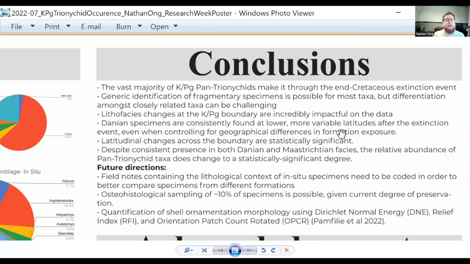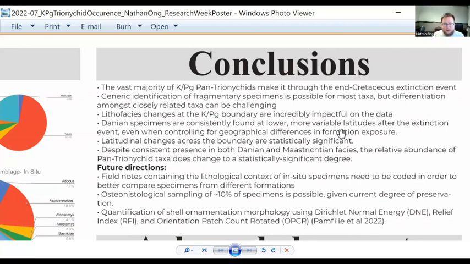Anyway, moving on. Danian specimens are consistently found at lower and more variable altitudes after the extinction event, even when controlling for geographical differences in formation exposure. The latitudinal changes across the boundary are statistically significant. And then despite the presence of both Danian and Maastrichtian facies, the relative abundance of Pan-Trionychid taxa does change to a statistically significant degree.